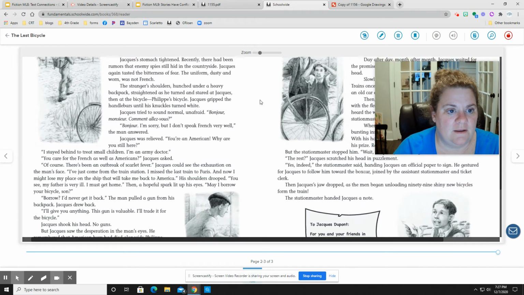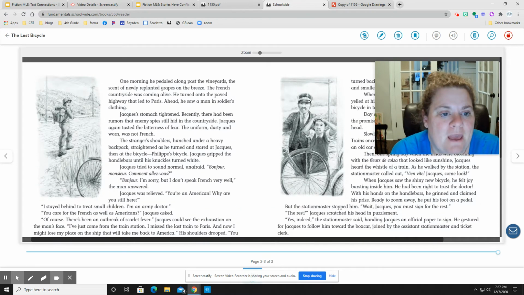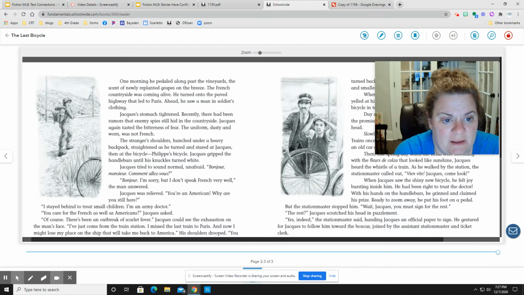One morning he pedaled along past the vineyards, the scent of newly replanted grapes on the breeze. The French countryside was coming alive. He turned onto the paved highway that led to Paris. Ahead, he saw a man in soldier's clothing. Jacques' stomach tightened. Recently, there had been rumors that enemy spies still hid in the countryside. Jacques again tasted the bitterness of fear.